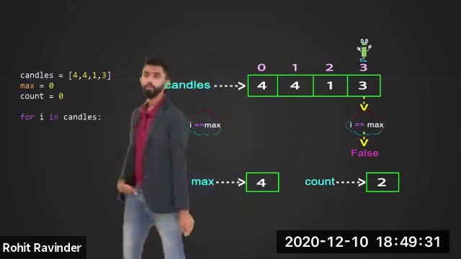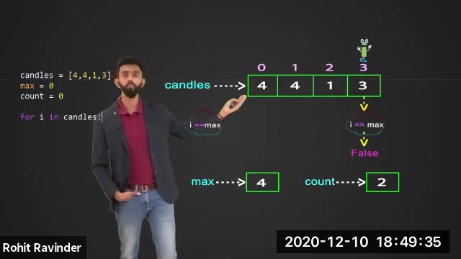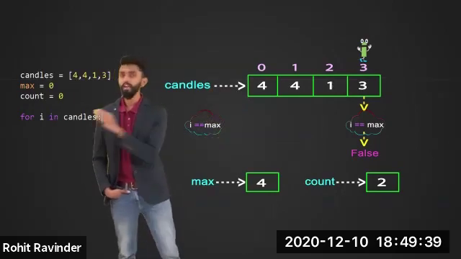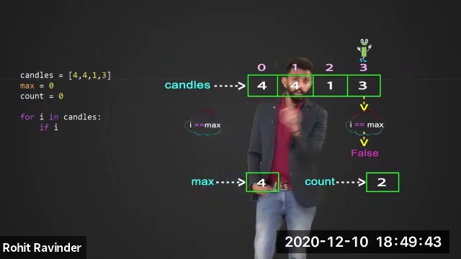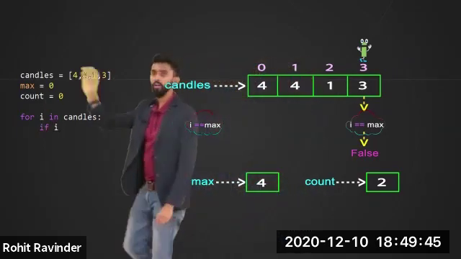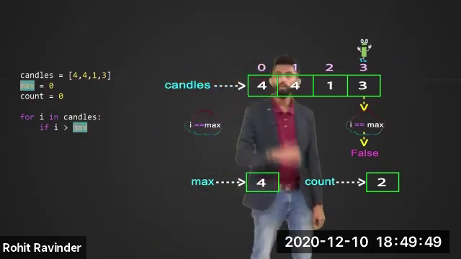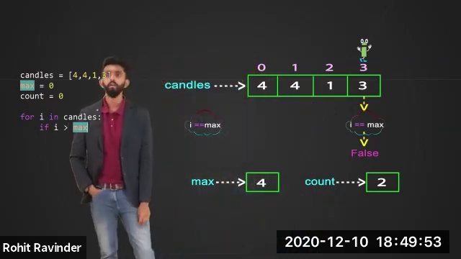Colon I will put. Next, what was my intention of running the first for loop? It was to find which is the maximum value. How did I do that? By applying a condition, if in case I value is greater than my assumed max value, which as of now is 0. I mean, if I is greater than max, that's it. Colon I will put.